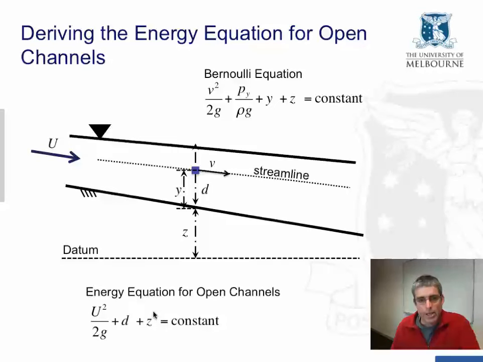Just one final thing and a reminder, and you would have covered this I'm sure in previous courses: the units for each of these terms is meters. So they are head and their units are meters. To convert them to energy terms, or more precisely energy per unit volume, you have to multiply by rho g, the density of water times the gravitational acceleration.